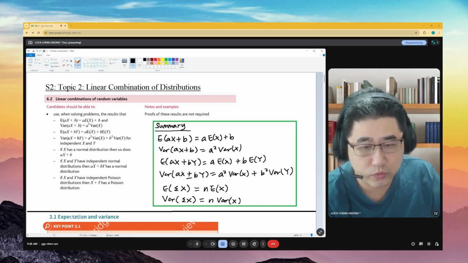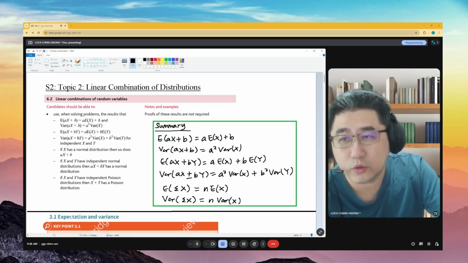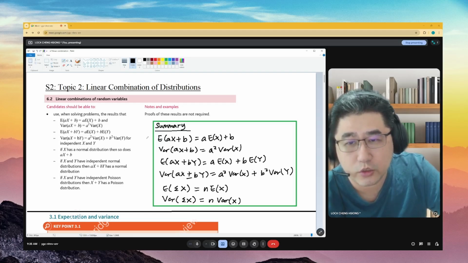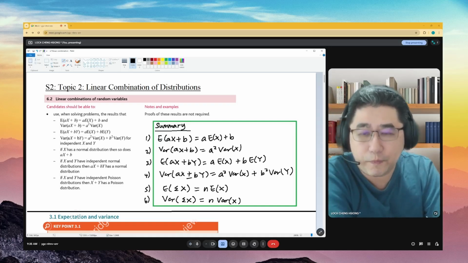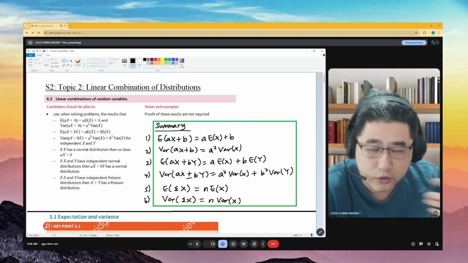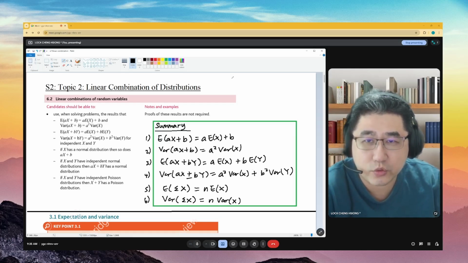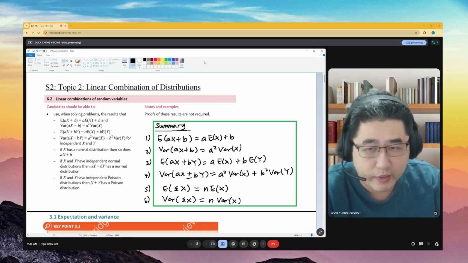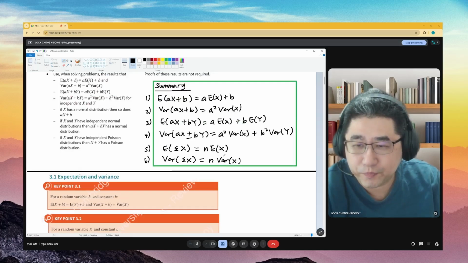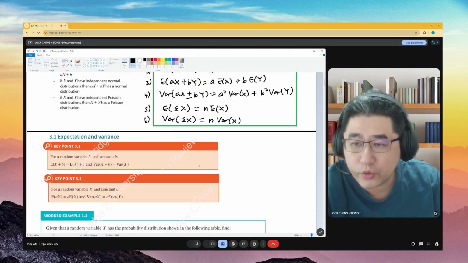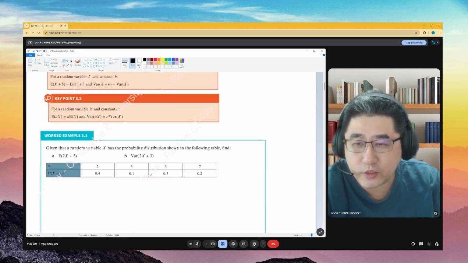So my writing: 1, 2, 3, 4, 5, 6. It will be easier for me to explain to you which rule they are applying when we go through the example. Then the very first one, you go straight to the example.